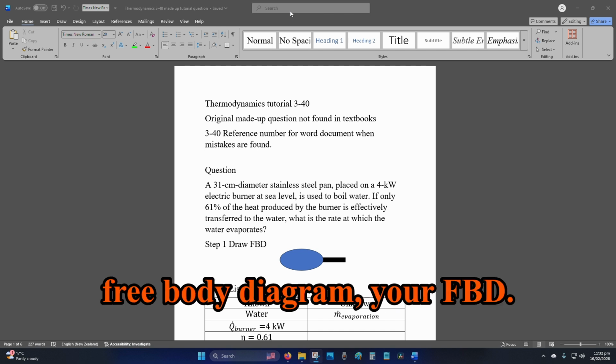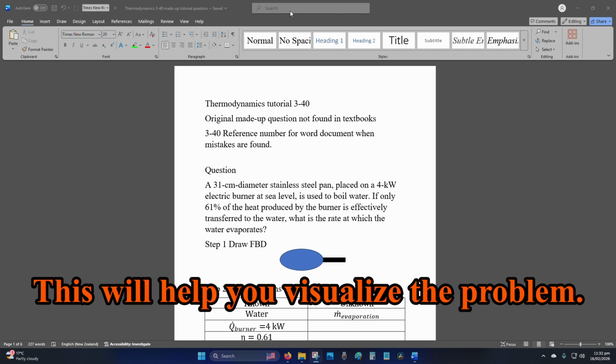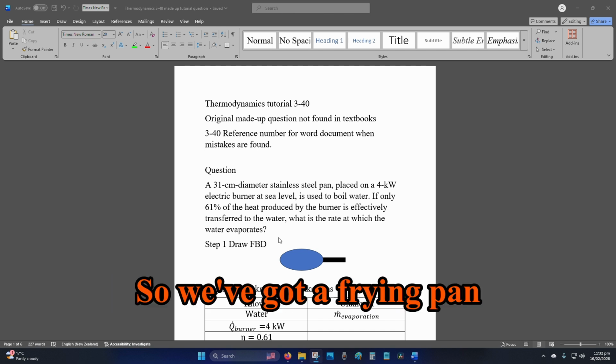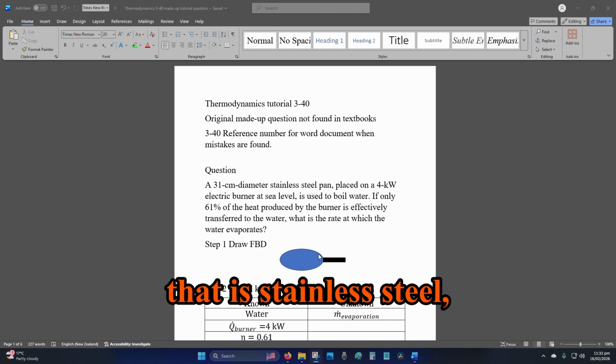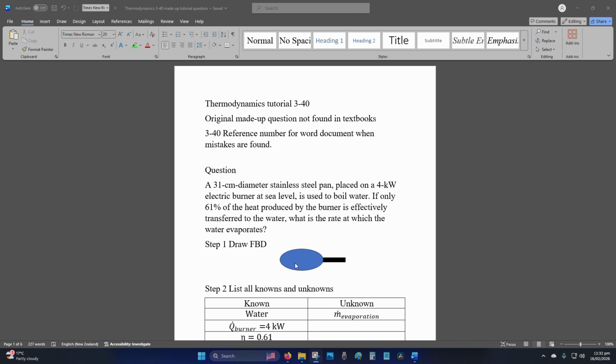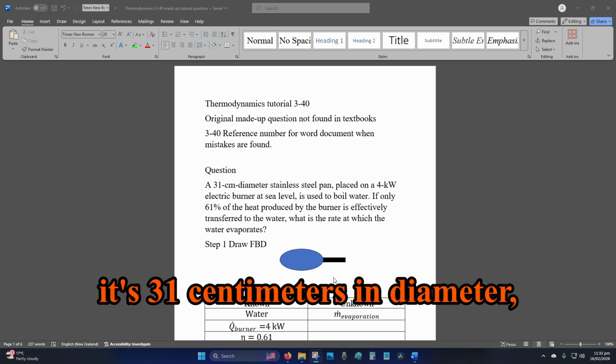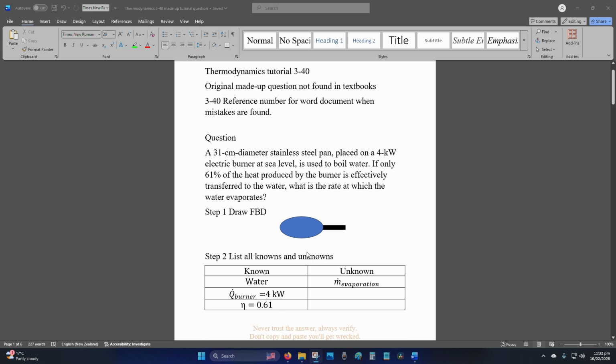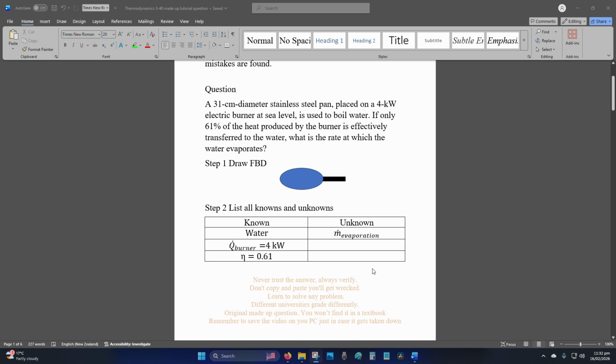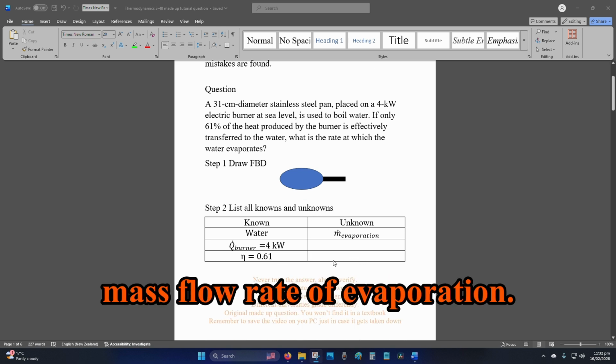Step 1, draw your free body diagram, your FBD. This will help you visualize the problem. So we've got a frying pan that is stainless steel. It's 31 centimeters in diameter. And we want to boil water, and we're going to find the mass flow rate of evaporation.